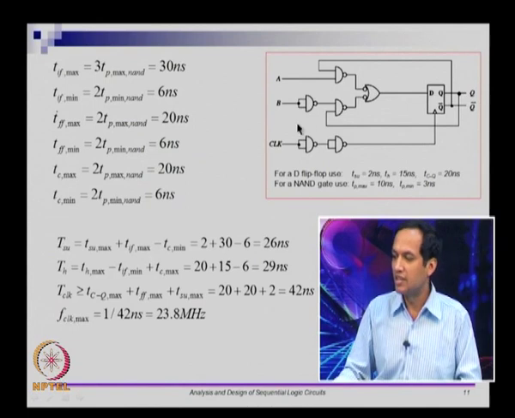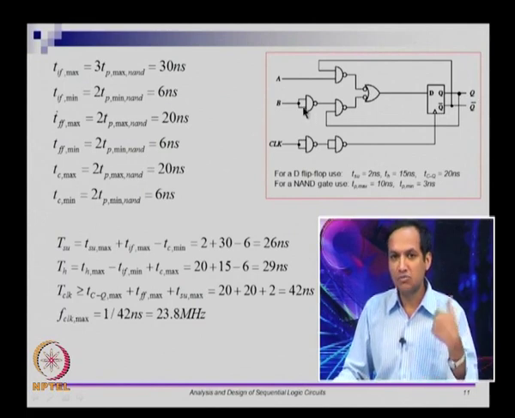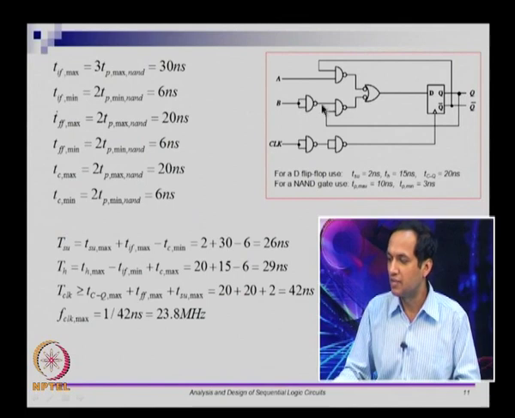The longest time it will take is, if there is a change in B, it has to go through 3 NAND gates first of all, and the NAND gates could be exercising the worst case path, the largest propagation delay of the NAND gates. So, you take the largest of the delay, that is 3 times 10, which is 30 nanoseconds. So, TIF max is 30 and TIF minimum is 6.